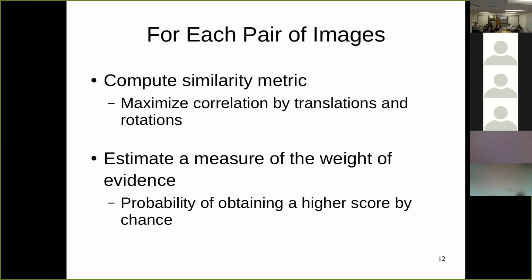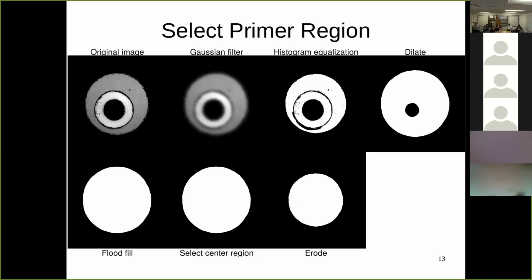So now I'll go over the steps in more detail. The first step was to downsample to make everything the same resolution. After we've done that, we want to select the primer region. The primer region again was the blue outer circle in the plots in the images that I had earlier. To do this, we use a series of image processing steps. Basically, we take the original image, we blur it a little bit using a Gaussian filter, and then we equalize. So we convert it into a binary image. Then we dilate, we fill, we erode, and this gives us the outer circle pretty easily.